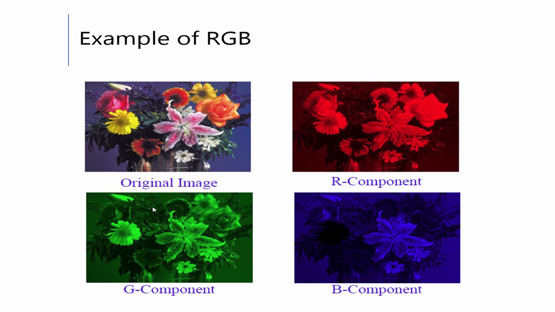Here's another example of RGB. We have the original image, and it can be separated into the R, G, and B components.